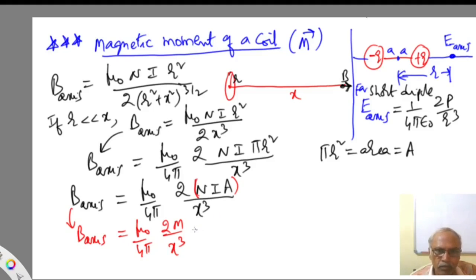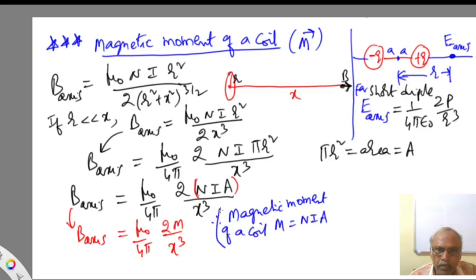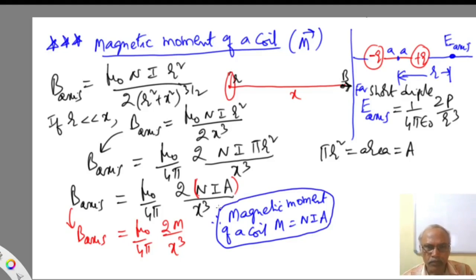Therefore, important: the magnetic moment of a coil, M is equal to NIA. This is very important. N is the number of turns, A is the area of the coil, and I is the current passing through the coil. N is the number of turns, which has no unit. I is the current, in ampere, and A is the area, in meter square.